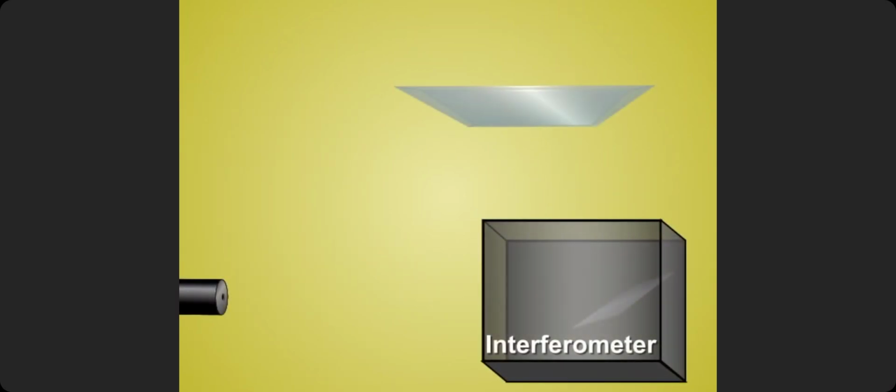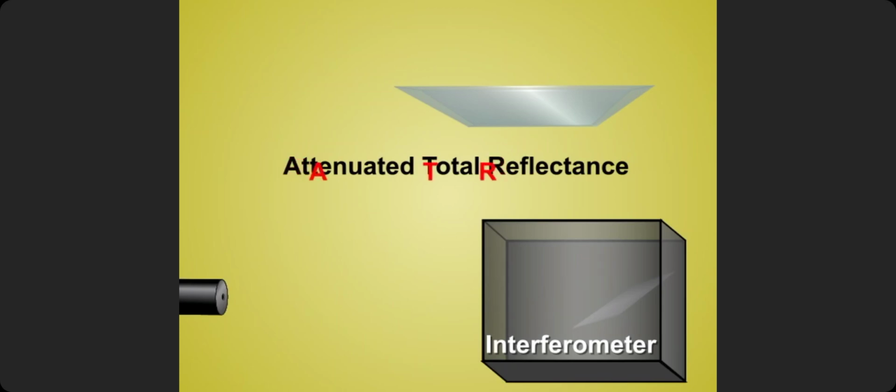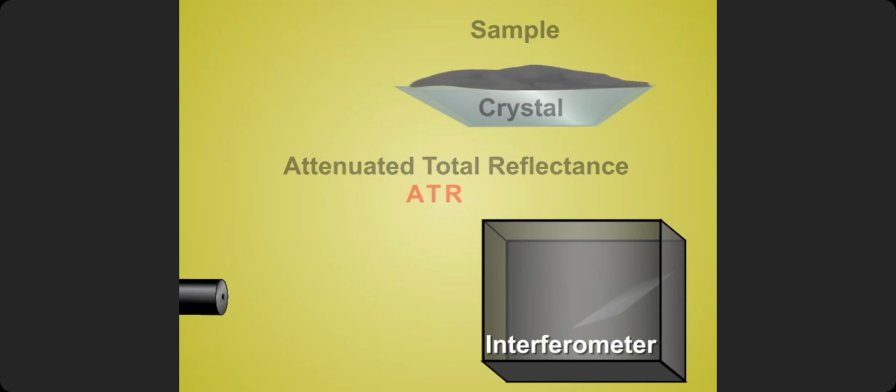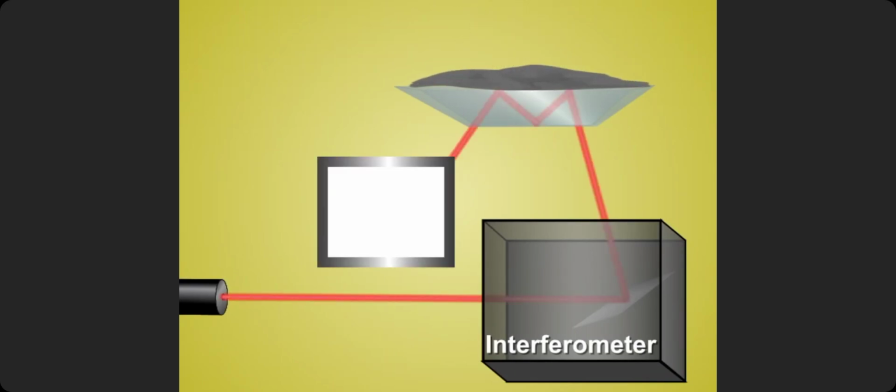An alternate method for solid and liquid samples is attenuated total reflectance, or ATR. In this method, the pure sample is placed in contact with a crystal surface. IR light is then reflected off the underside of the crystal into a detector, with the absorbed frequencies reflecting more weakly. The sample doesn't need to be processed first, as the light does not travel through it.